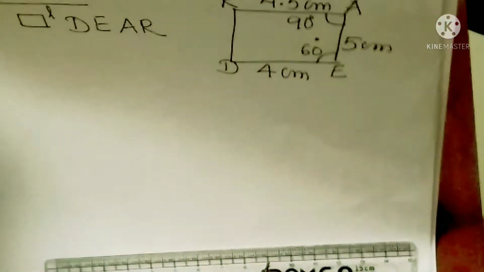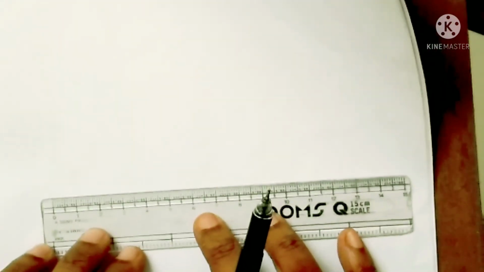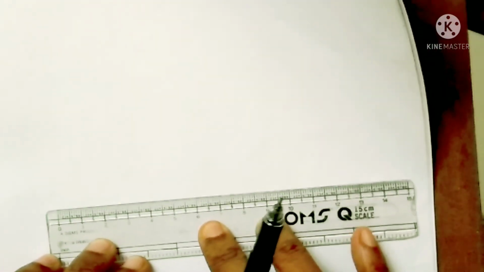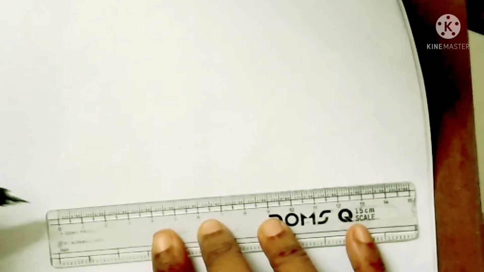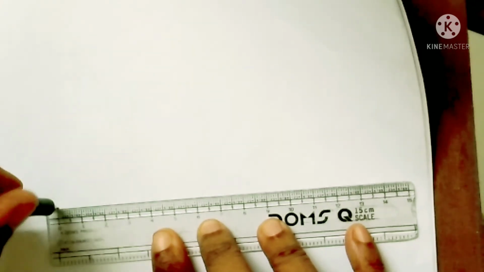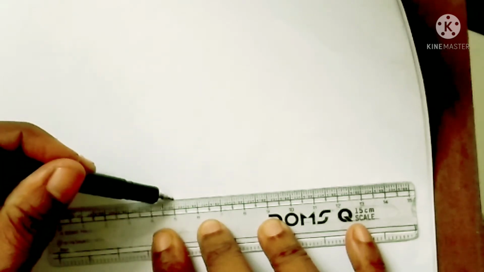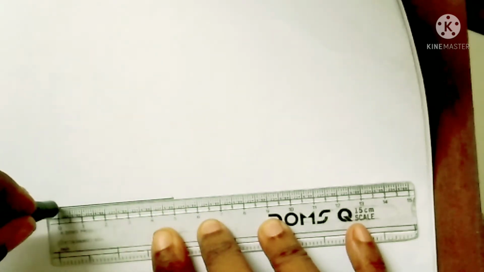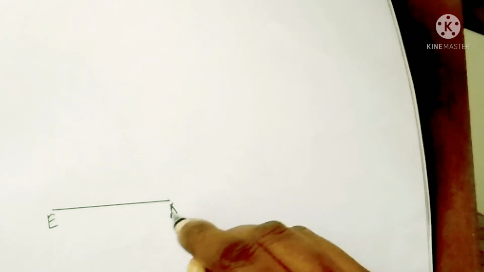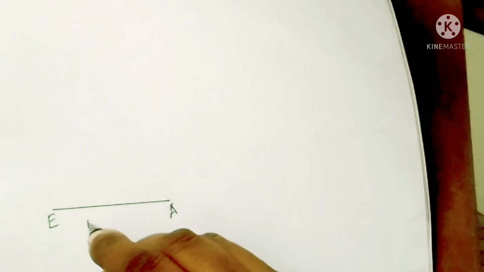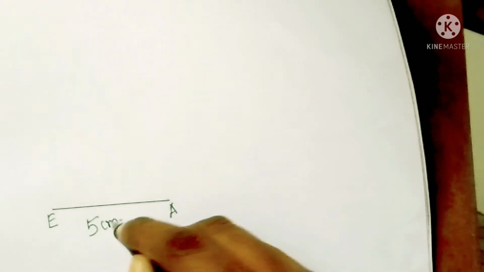I hope you can see the scale clearly. Here you keep, take 5 centimeter. Here is 0 and here is 5. Join them. Okay, mark it E A. How many centimeters? 5 centimeter.